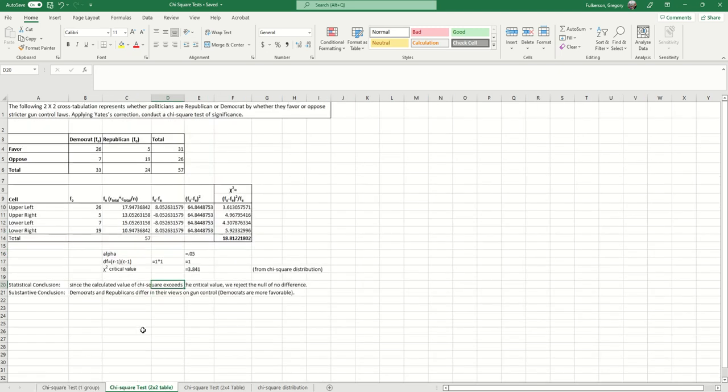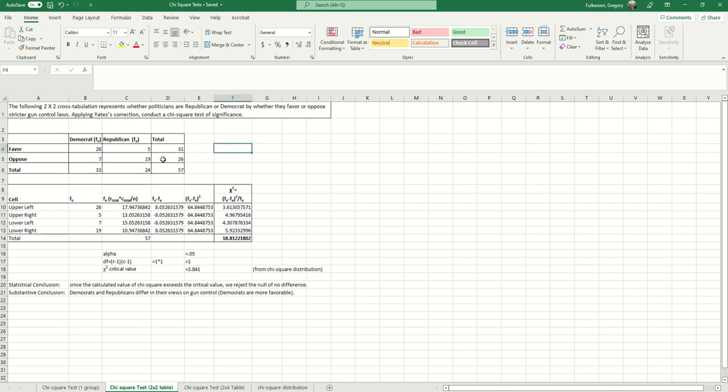Okay, now in this particular problem, the second tab, we have a 2 by 2 contingency table. So the problem is the following 2 by 2 crosstab, that's another name for a contingency table, represents whether politicians are Republican or Democrat, and whether they favor or oppose strict gun laws. So favor and oppose, Democrat and Republican, those are the frequencies, those are the totals.